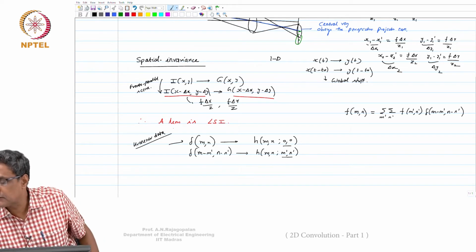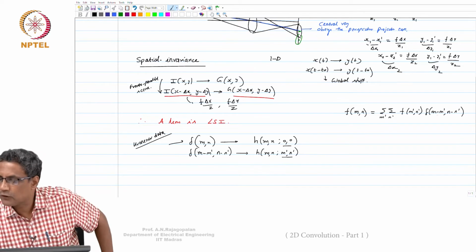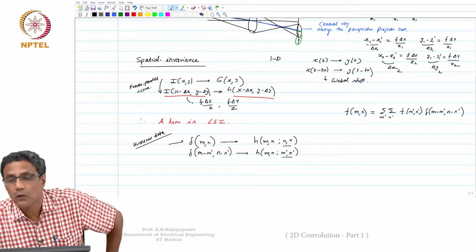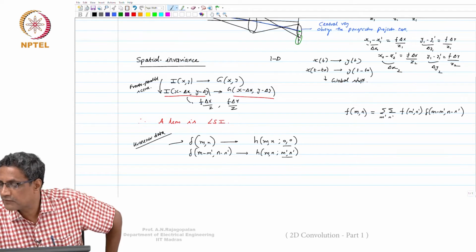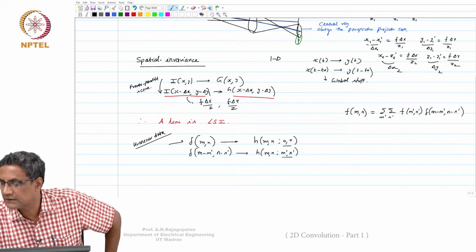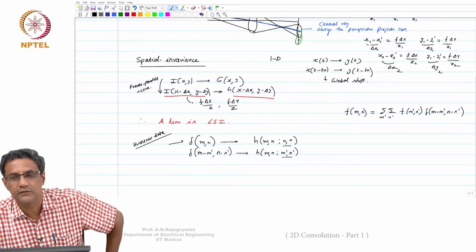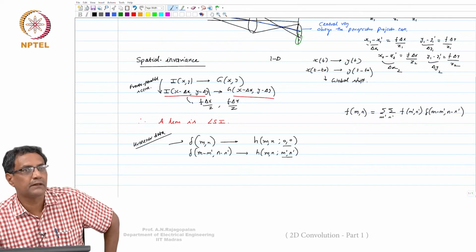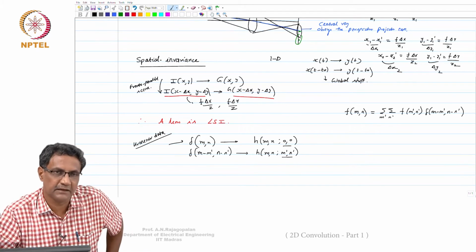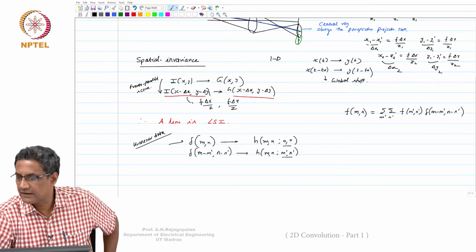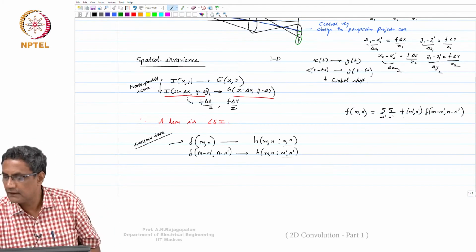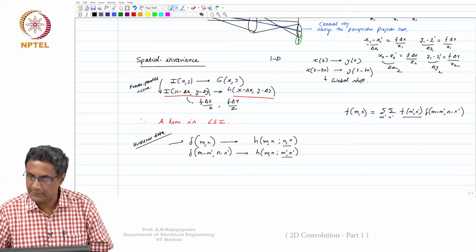So, you can see that for all values m prime, n prime not equal to m n, this will be 0. Only at m prime equal to m and n prime equal to n, this is 1, and there you get f of m comma n. For all of the other values, this is 0. Therefore, this is equal to f of m comma n on the left. Correct. This is the way we express any general signal in terms of impulses. We can amplitude scale by this number and shift it by m prime n prime.